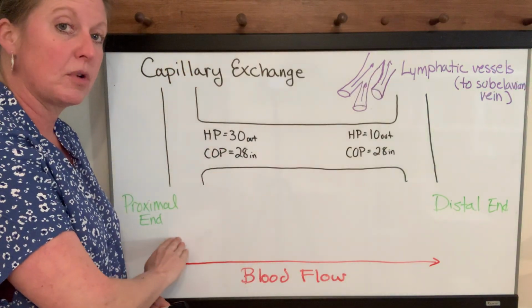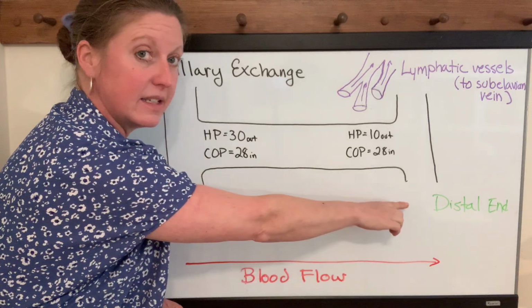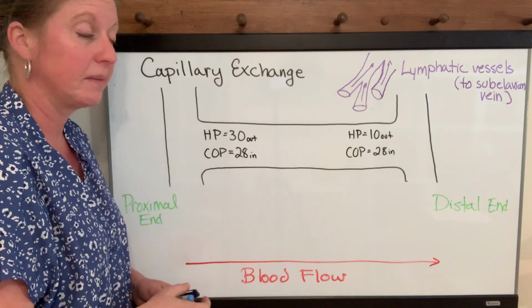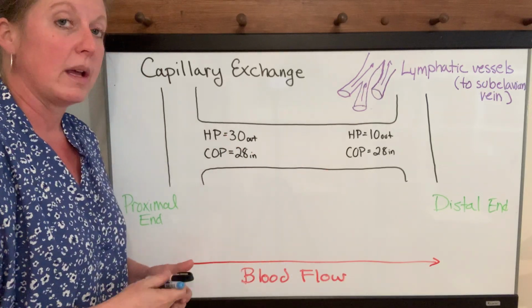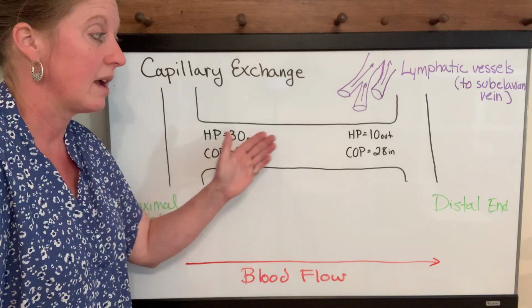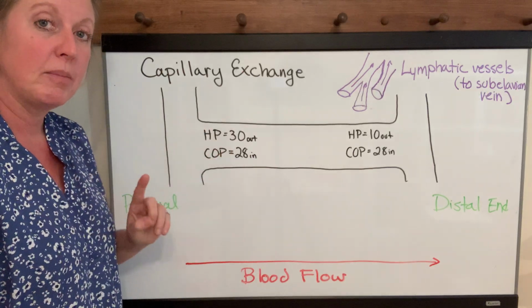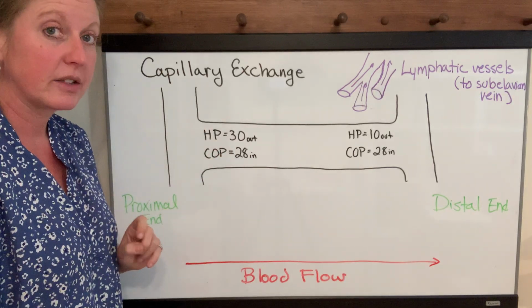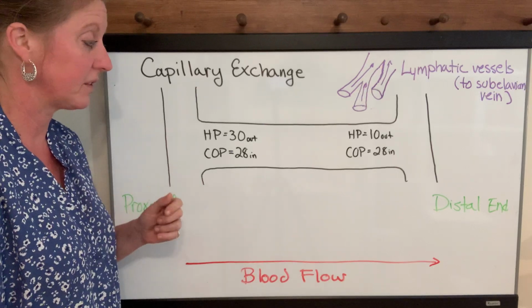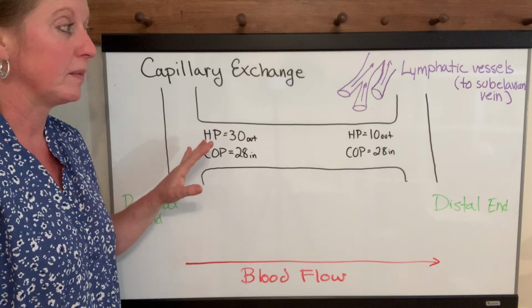We say that this is the proximal end of the capillary because it's closest to the beginning, and this is the distal end of the capillary because it's closest to the end of the capillary. Now, we know, and we will talk more about when we get to the respiratory system, that during the time that blood is passing through the capillary, there is gas exchange. But capillaries are also designed for fluid exchange, as we talked about with capillary structure in the previous video. And that's what we're going to discuss here, the fluid movement.